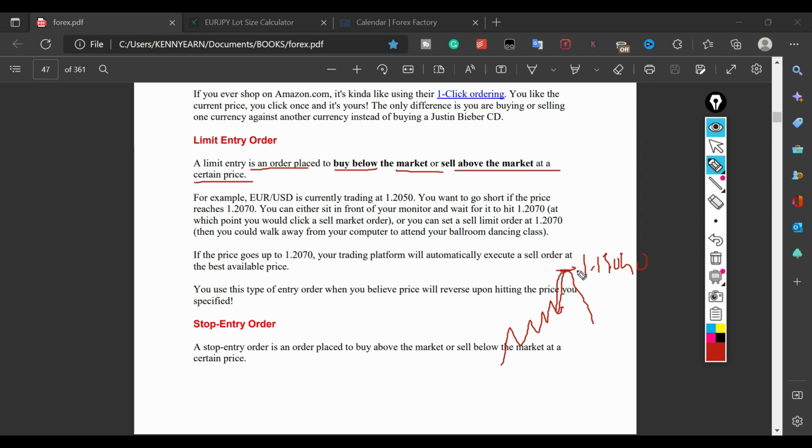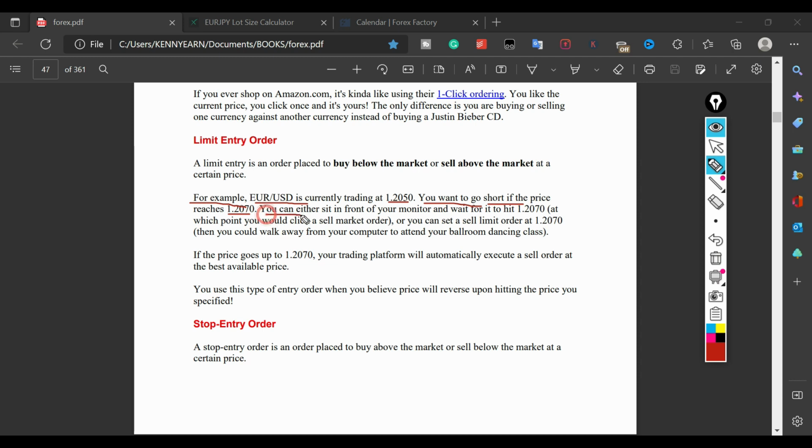You're selling above the market, and if you're buying, you're going to place your order below the market price. The market comes down there, it triggers you, and the market starts buying. If you're in the right direction, fine, your trade automatically goes in profit. So for example, if EURUSD is currently at 1.2050, you want to go short, you want to sell EURUSD if the price reaches 1.2070.